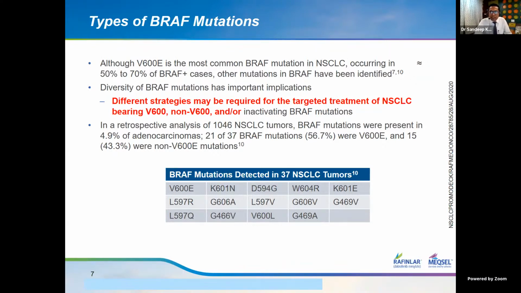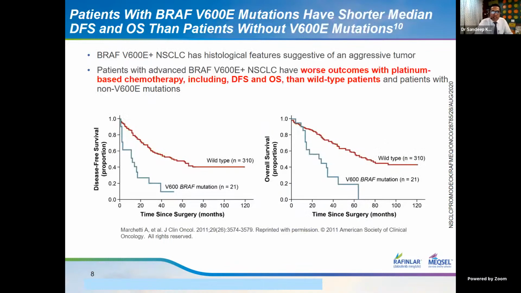So in a retrospective analysis of more than 1,000 tumors, BRAF mutations were present in around 4% of the adenocarcinomas, and 60% of them were V600, while 40% were non-V600. We all know that patients with BRAF mutations have a shorter median overall survival. They clearly indicate that these are aggressive tumors, and the choice of therapy was the platinum doublets, which we have been using in these patients before the advent of the BRAF inhibitors.